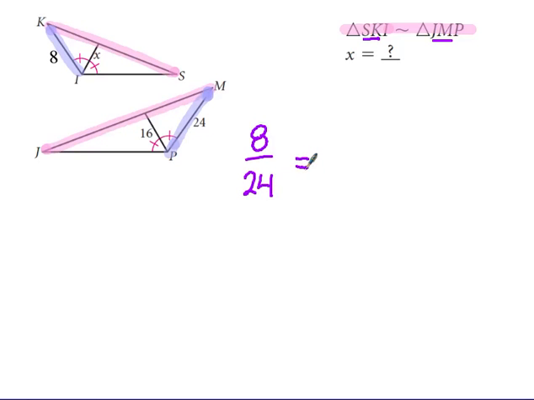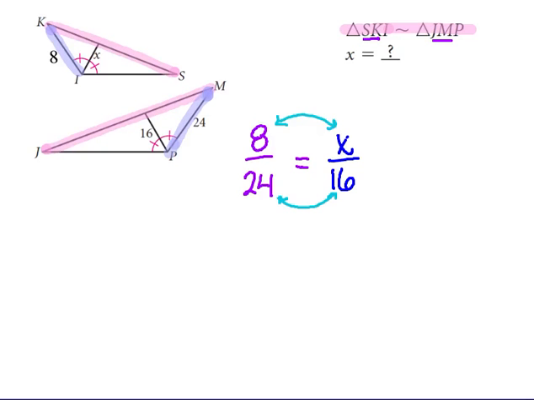So let's see, 8 over 24, what do you think the rest of that proportion is going to be? X over 16. The reason why it's got to be that way is because the 8 and the X are in the same triangle, so they need to be on the top. The 24 and the 16 are in the same triangle, so they need to be on the bottom.